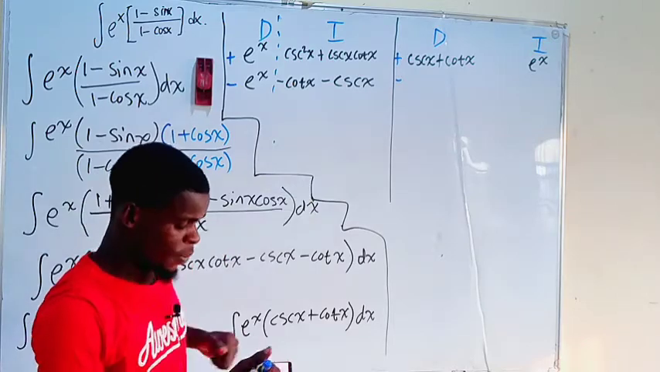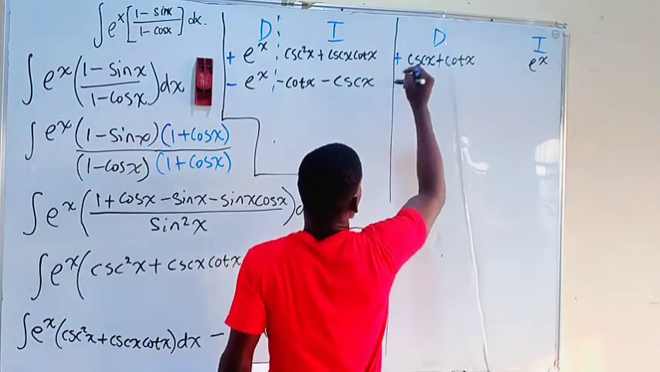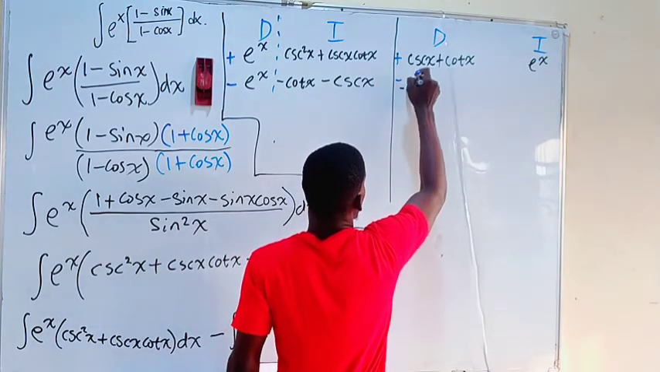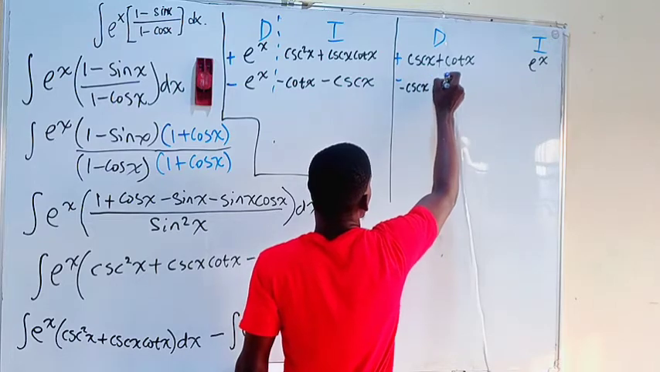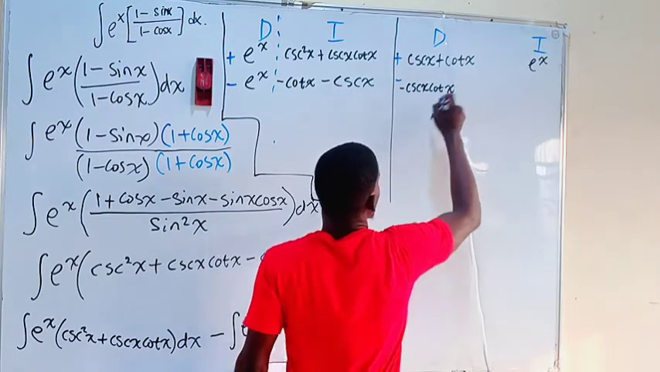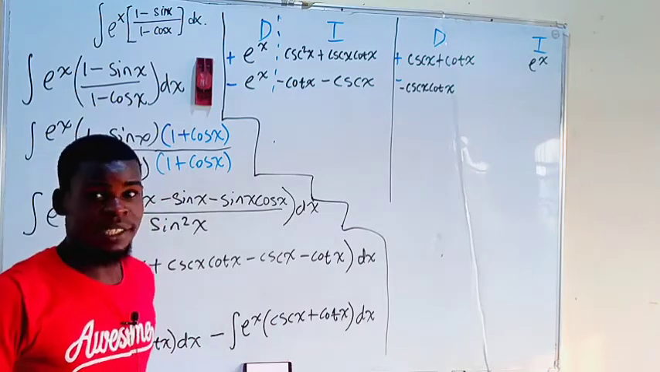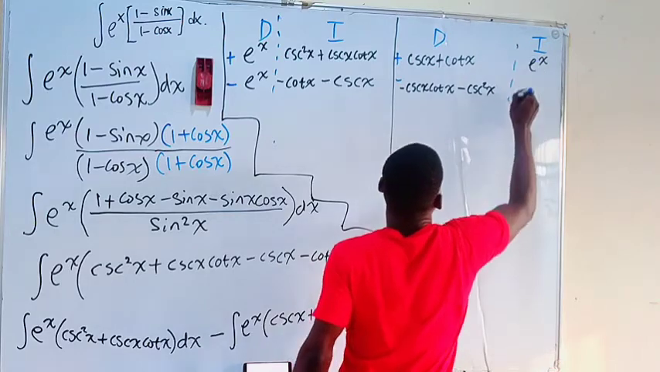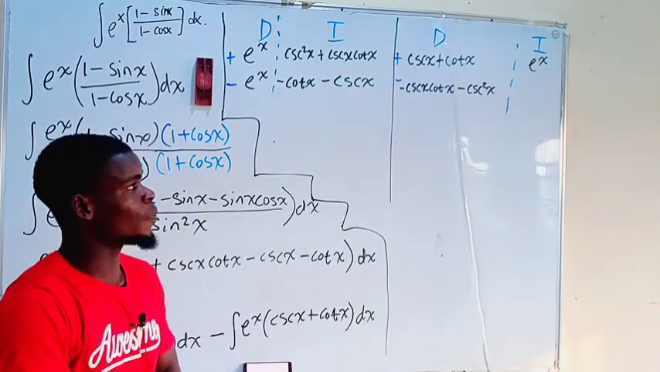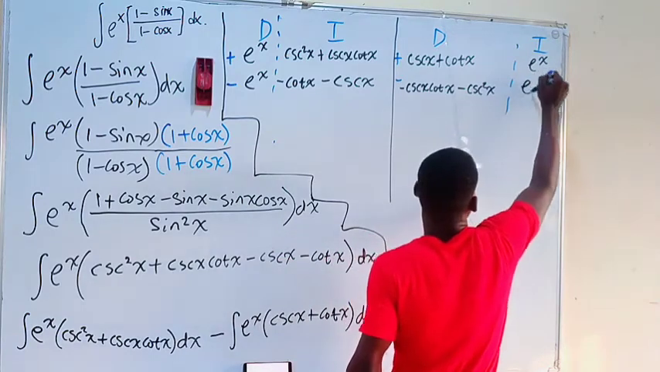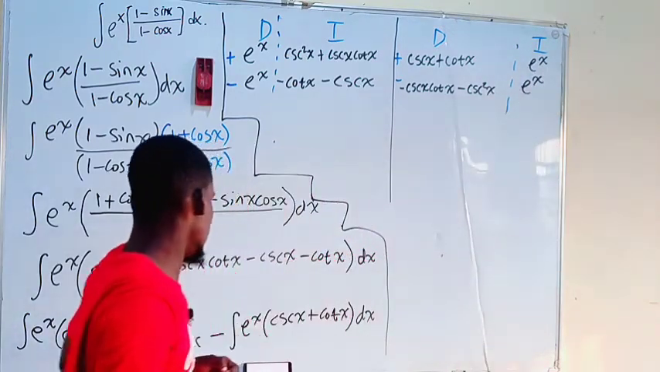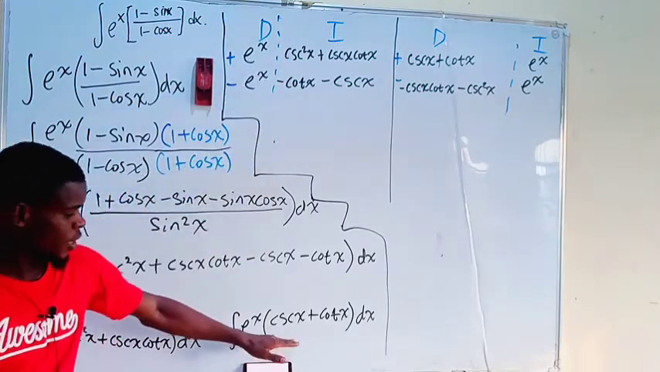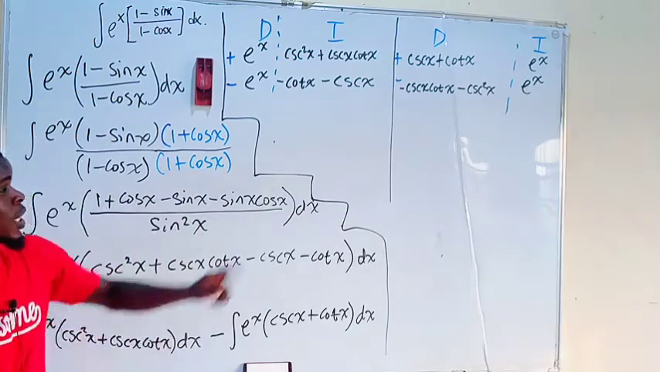So let's differentiate this other part. When we differentiate cosecant x, we're going to have negative cosecant x times cotangent x, and then we differentiate cotangent x, we're going to have negative cosecant squared x. Good. So we are going to integrate the other part, e to the power of x, that still remains the same, e to the power of x. All right. Now, to get this integral, we need to compute this one, and then to get this one, we need to compute the other part, right? So let's multiply this out.